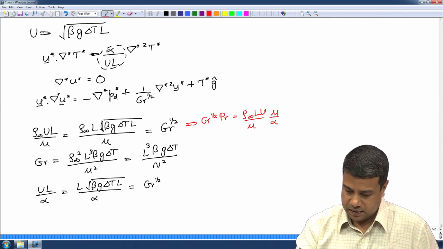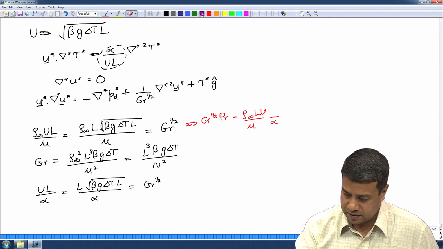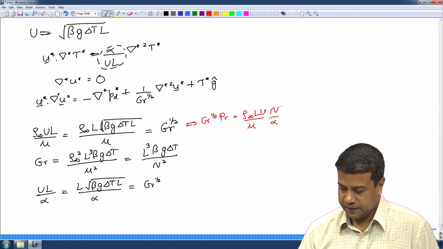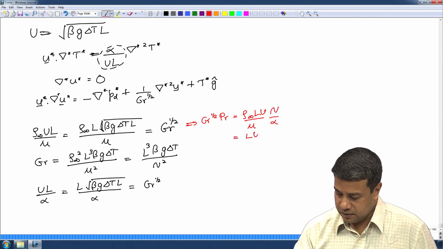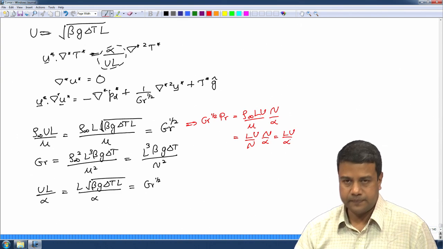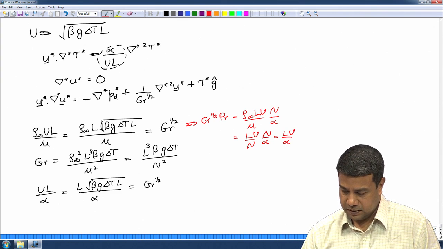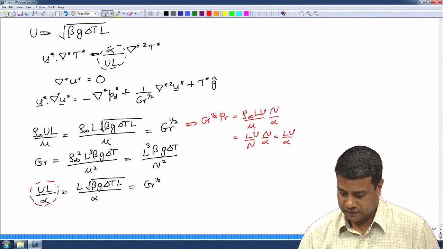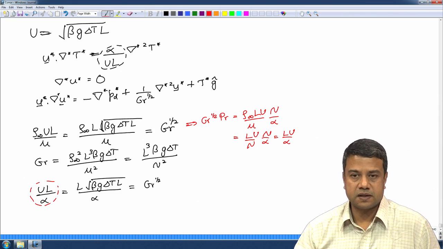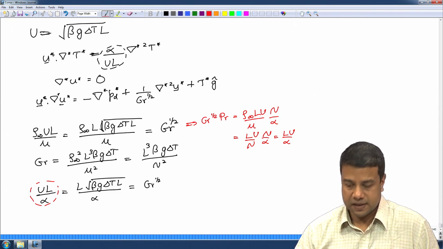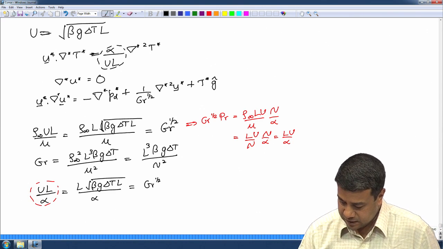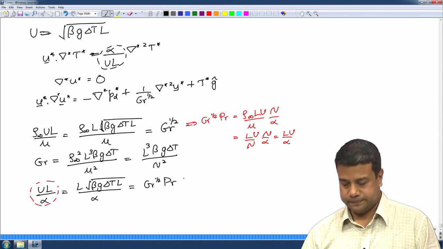I am sorry, the ratio of momentum diffusion and thermal diffusion should be in terms of the kinematic viscosity. So, this is equal to L u by nu into nu by alpha, which is equal to L u by alpha. So, this number here is just the Grashof number to the half, which is the ratio of convection and momentum diffusion, times the Prandtl number, which is the ratio of momentum diffusion and thermal diffusion. So, this is Grashof number to the half times the Prandtl number.